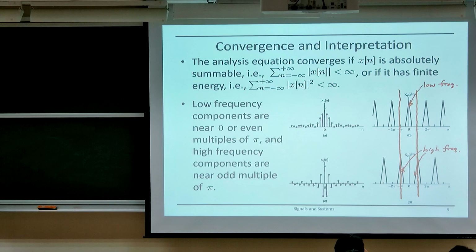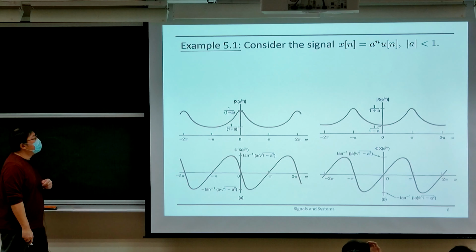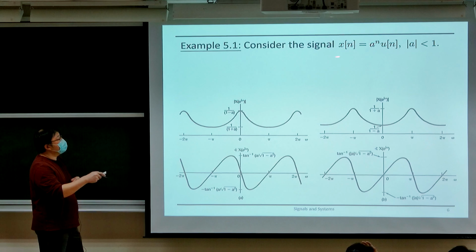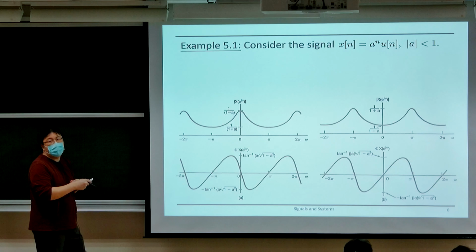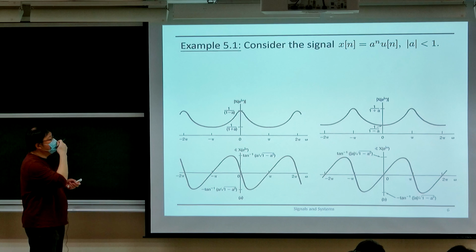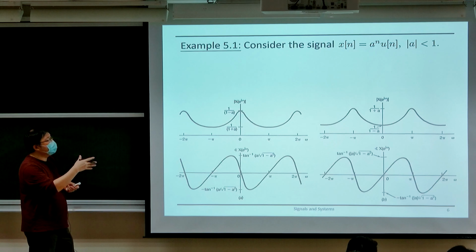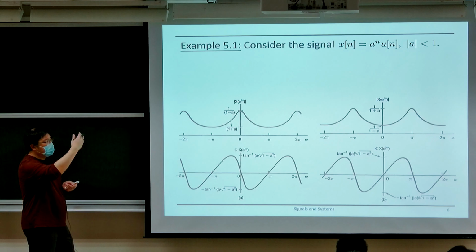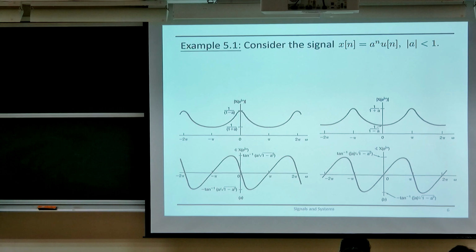All right. So the rest are just a few examples, okay? So here we have a discrete time x[n] equal to a to the power n times this unit step function, for a less than 1, okay? So this is analogous to this single-sided decaying exponential in the continuous time case. Okay. All right, so what is the spectrum of this signal?